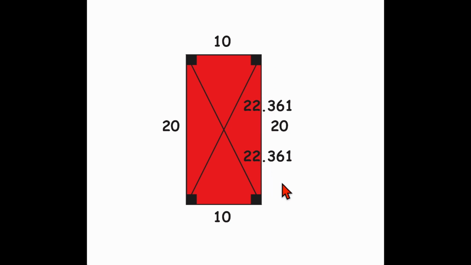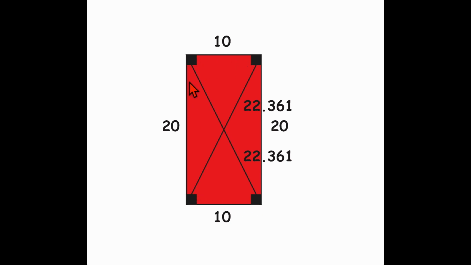And what I want to show you is that if these two diagonals are equal in length, so this diagonal here and this diagonal here, and in this case, using the Pythagorean theorem, those diagonals are 22 feet and 361 thousandths of a foot, if they are equal in length, then this whole deck will be square to the house.